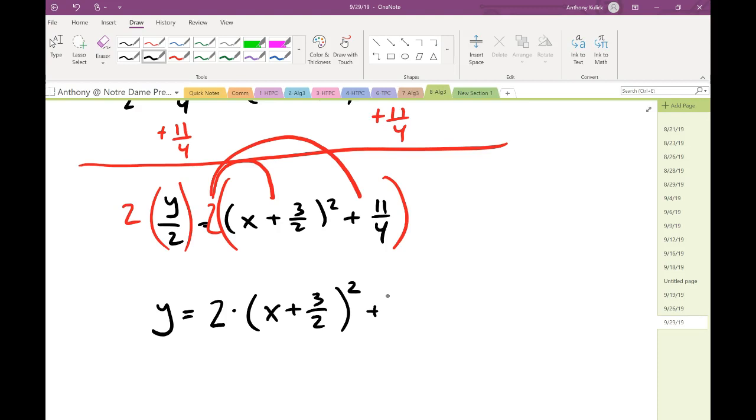And then what do I get when I multiply 2 by 11 over 4? You should be able to do this in your head. Get 11 over 2. All right? 11 over 4 times 2 over 1. You reduce as you multiply, and you're left with 11 over 2.